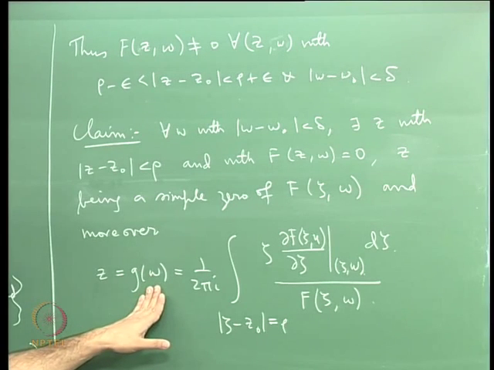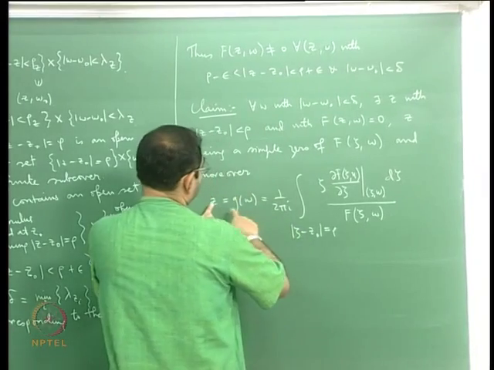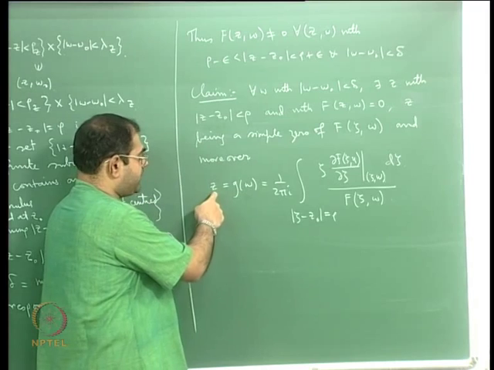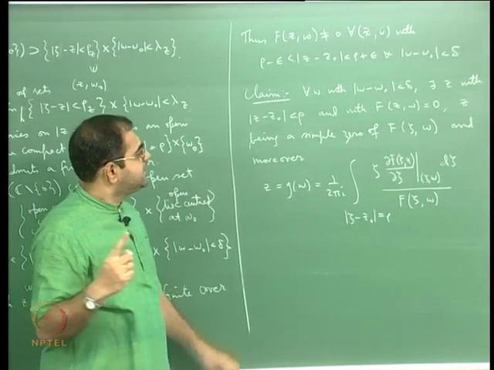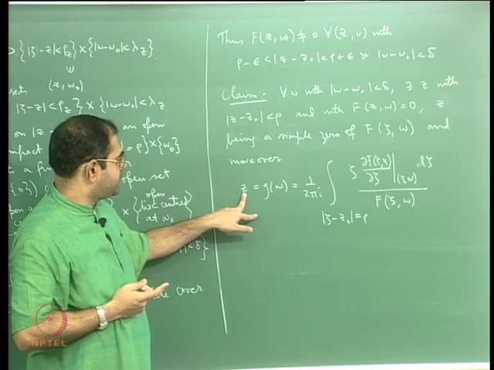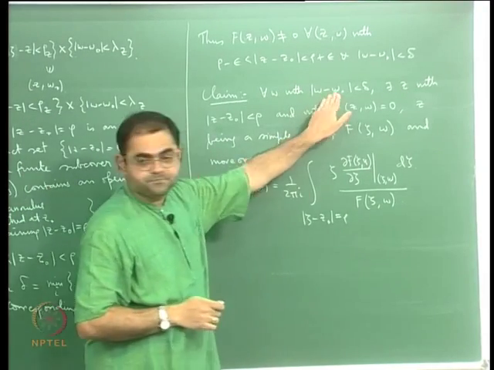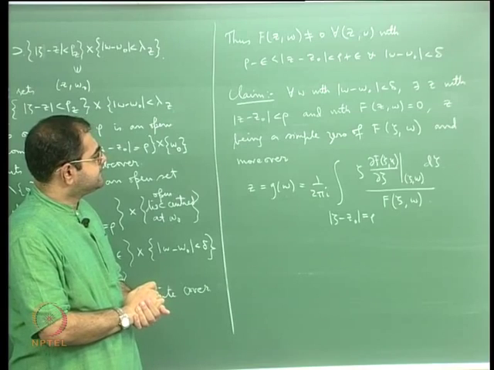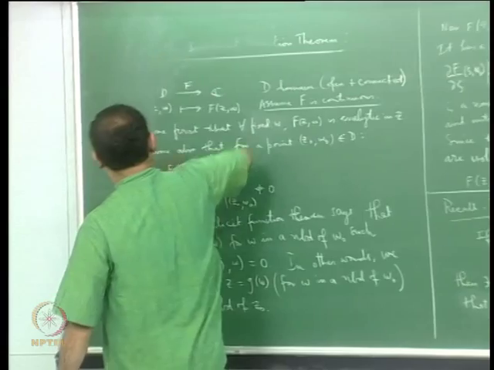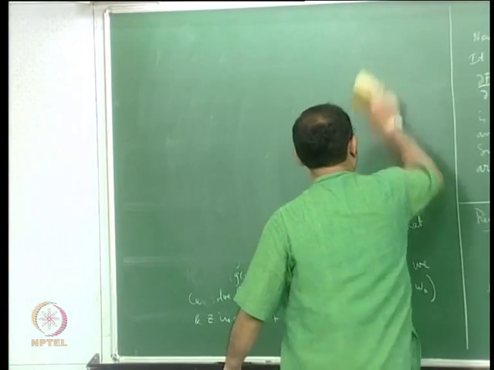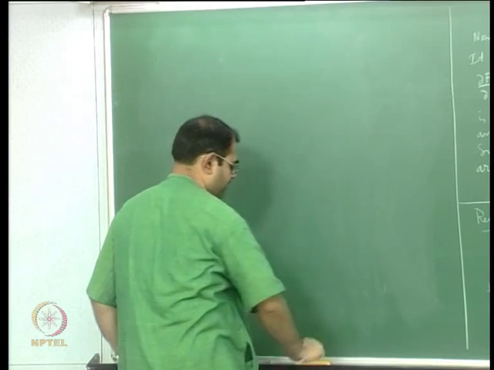Now the claim is that this function solves f of z comma w equal to 0, okay, that is the claim. I also have to tell you that if I call the value of g of w as z, then the value z is taken by g at w only once, that is, z is a simple 0 of f of z comma w for w in this neighborhood, right. Alright, so let me prove this. Let me go to this side of the board, and again the method of proof is essentially the same as we did for the inverse function theorem.